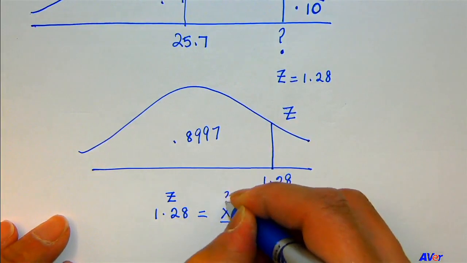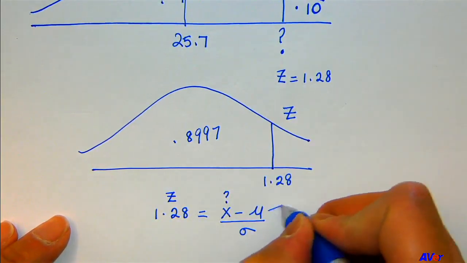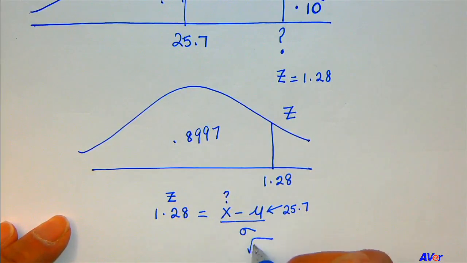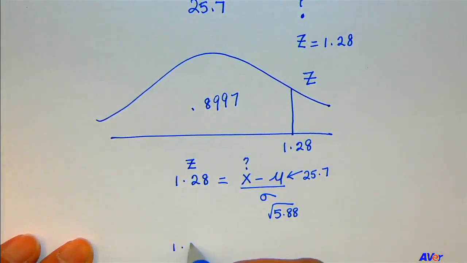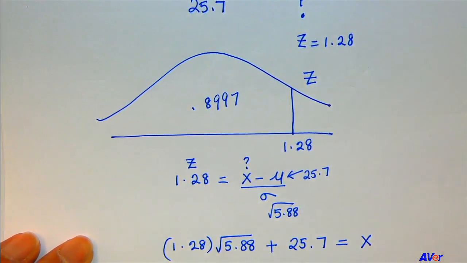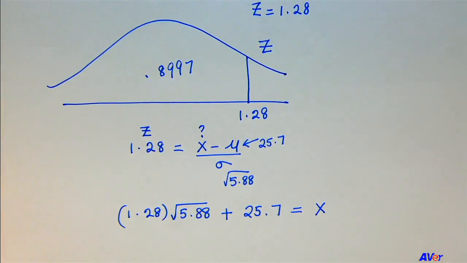X is the number that I'm looking for. Mu is 25.7, and sigma is the radical of 5.88. Are you with me or not? So let's solve. 1.28 times the radical of 5.88 plus 25.7 equals X. Everybody okay? So what do we get?